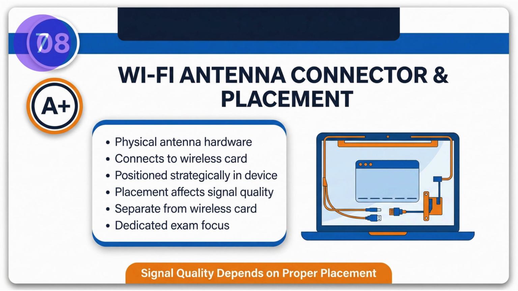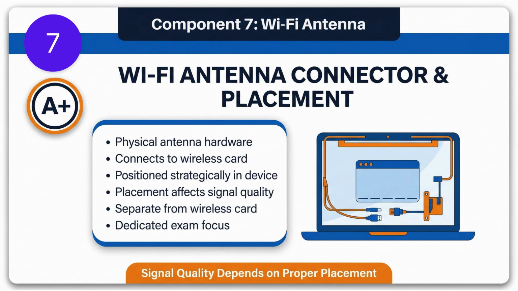The seventh component is the Wi-Fi antenna connector and placement. This is closely related to the wireless card topic, but gets its own focus because it is specifically listed as a separate item in the exam objectives. The physical antenna itself, how it connects to the wireless card, where it is positioned in the device, and why that placement matters for signal quality are all testable concepts. We have a video dedicated to this topic.